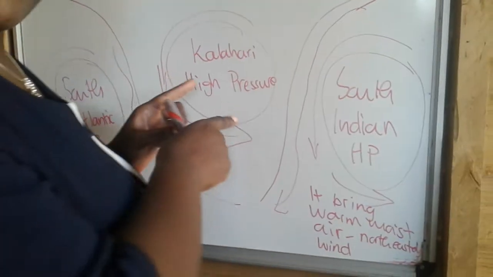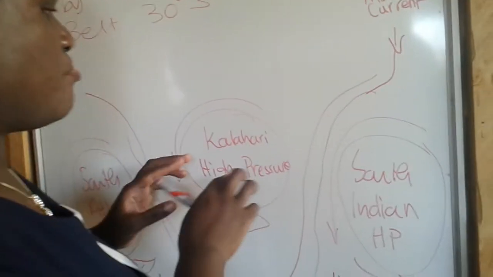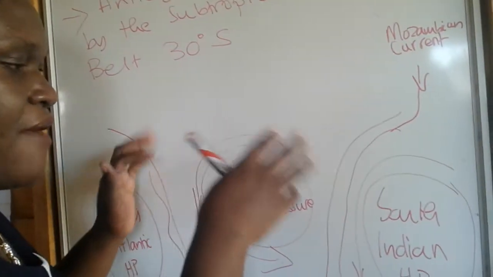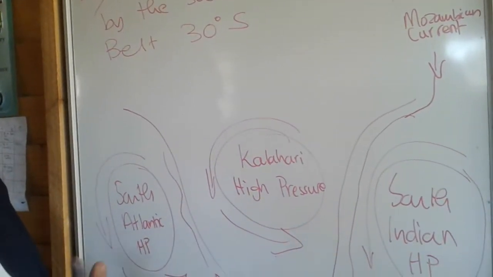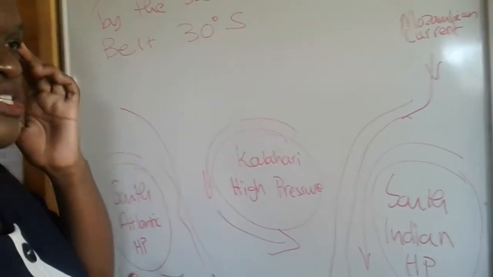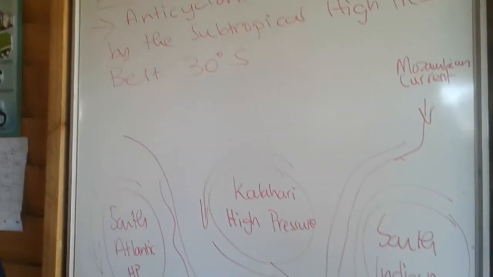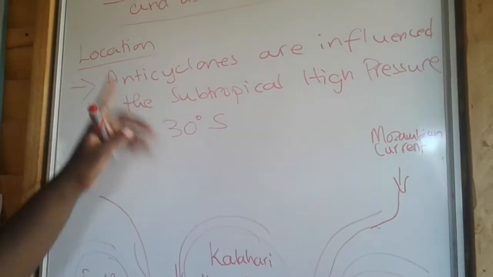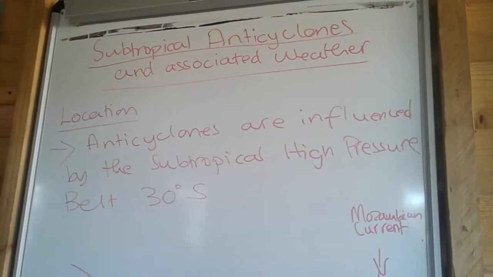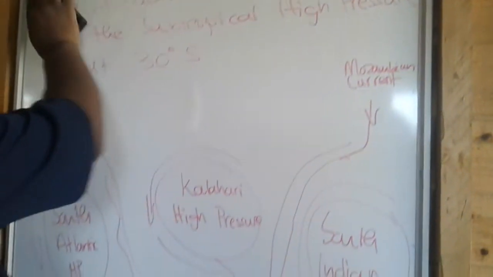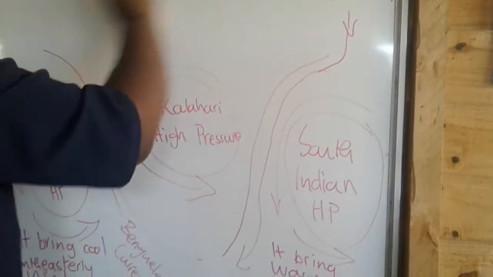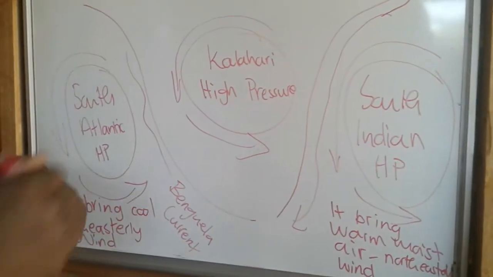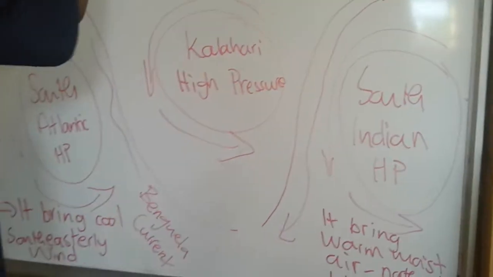Now in the interior we're mainly affected by what is called the Kalahari high pressure cell. It is this one that mainly tends to affect the interior parts of South Africa. So grade 12s, you need to know location. You also need to know these high pressure cells. Now, what are the characteristics of these high pressure cells?